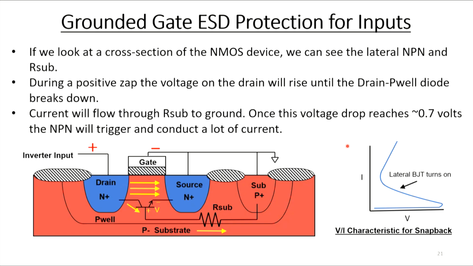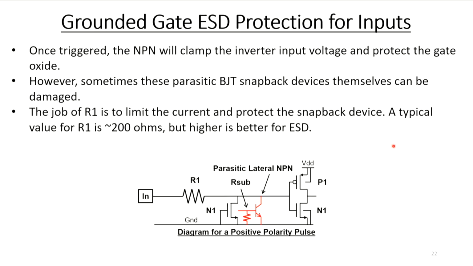And this is the VI characteristic of that snapback device. You basically get no current up to a certain level. Then once the lateral bipolar turns on, it snaps back to a lower voltage and it'll conduct a lot of current. Now, once you trigger that NPN, it's going to clamp the inverter input and protect the gate oxides.